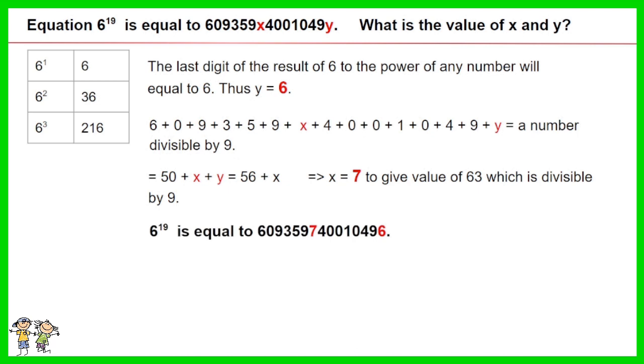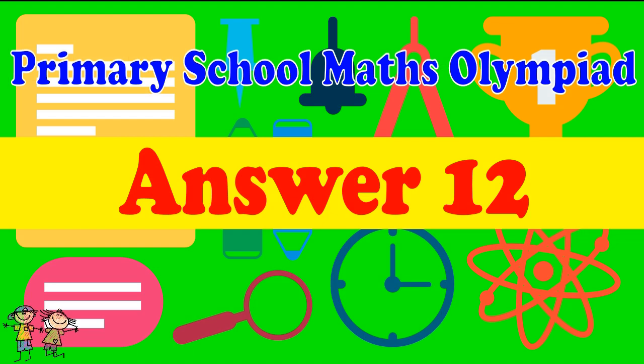Thus 6 to the power of 19 is equal to 6, 0, 9, 3, 5, 9, 7, 4, 0, 0, 1, 0, 4, 9, 6. Answer for question 12.